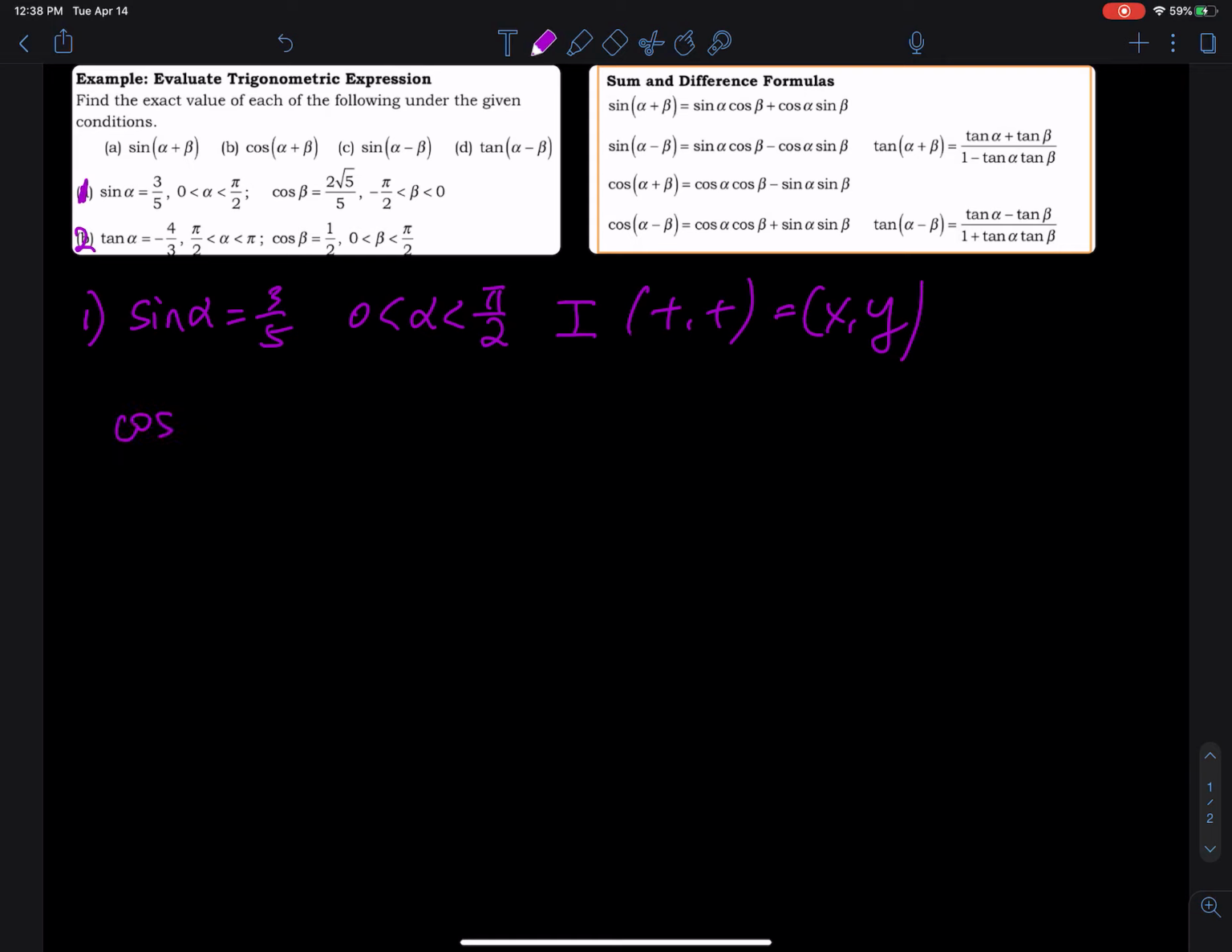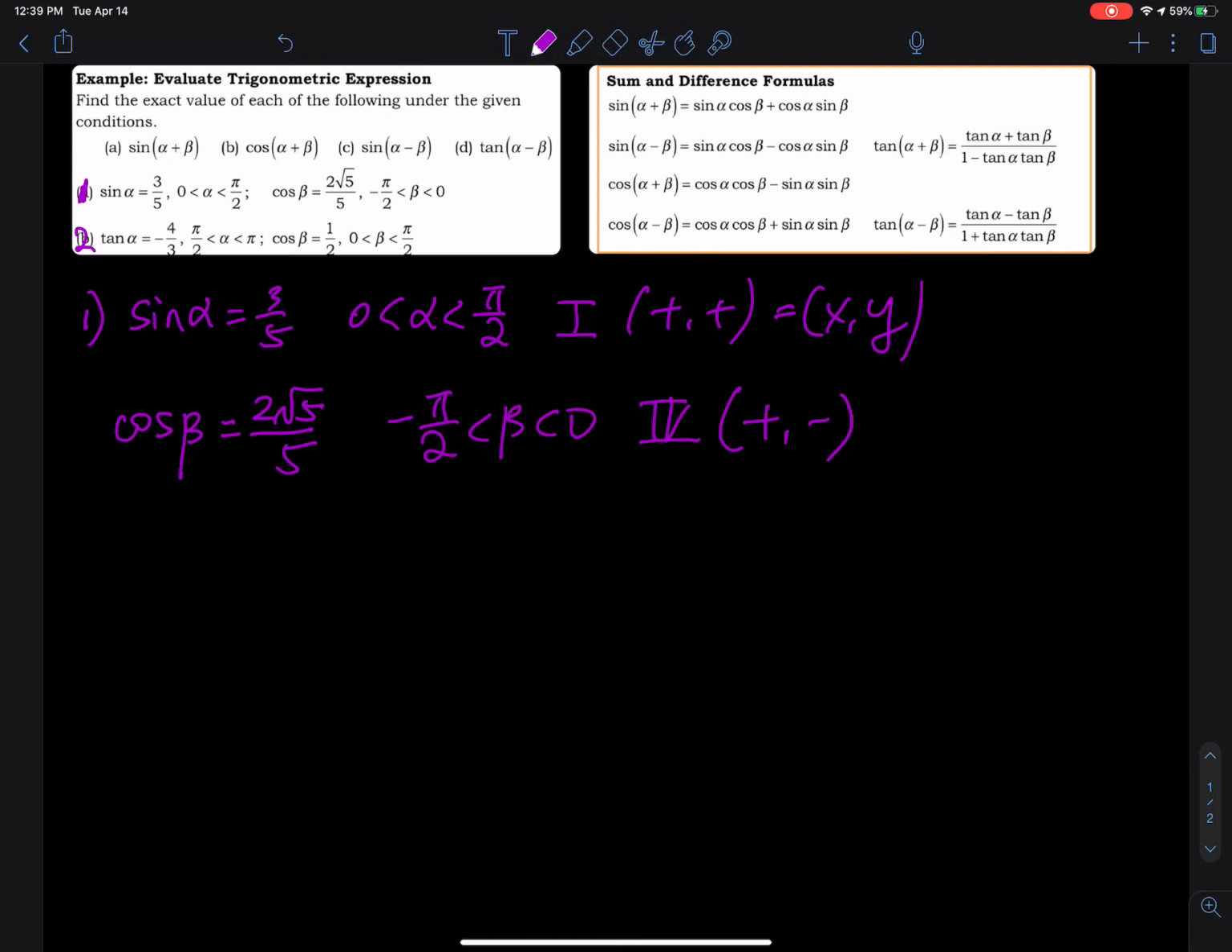And then cosine beta equals 2 root 5 divided by 5, and beta is between negative pi over 2 and 0. Negative pi over 2 is 90 degrees clockwise. So this one is in quadrant 4, where x is positive and y is negative. That is important for the next step.